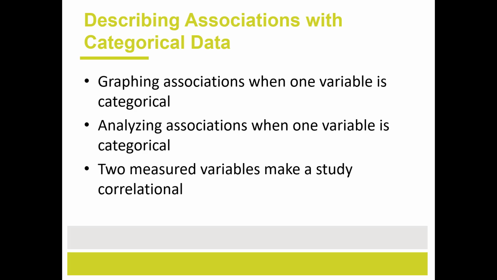Next, let's talk about what changes when one of our variables is categorical. We'll first talk about the changes we'll see in the graphical form of our data representation, as well as how we can view and analyze our associations in a slightly different way. At the end of the day, it's important to remember, though, that as long as we are measuring the relationship between two variables, regardless of their type, we're still performing a correlational study.